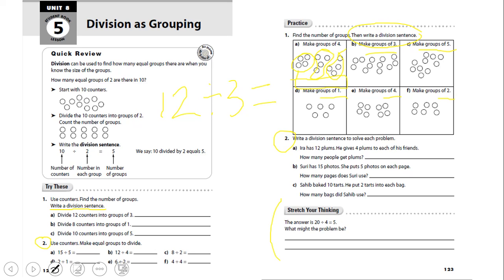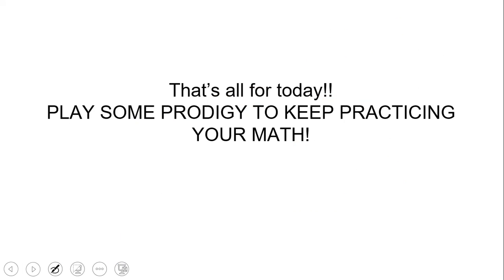The extra bonus here is the stretch your thinking. And it says the answer is 20 divided by 4 equals 5. You need to come up with a word problem for that. So that is an extra bonus. You do not need to complete that part, but if you would like to, then I look forward to seeing it. And that's it. That's all for today.